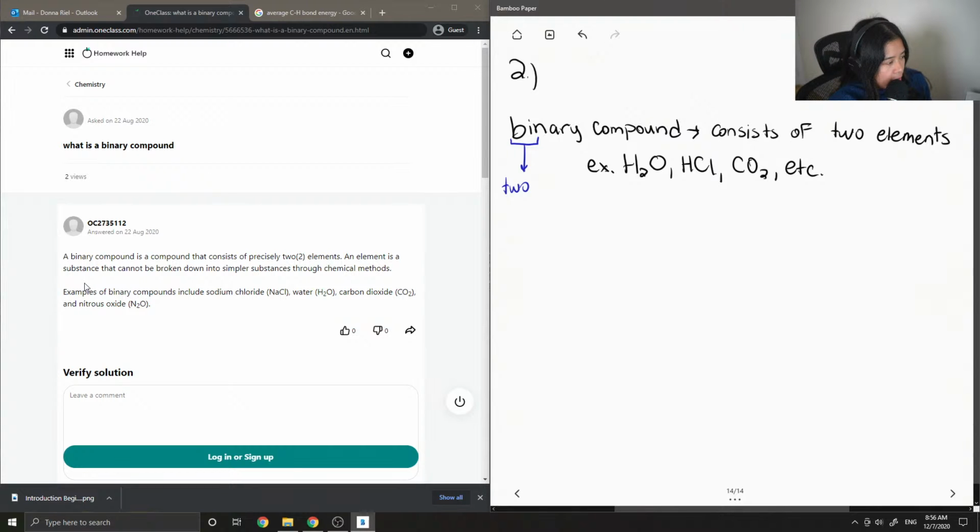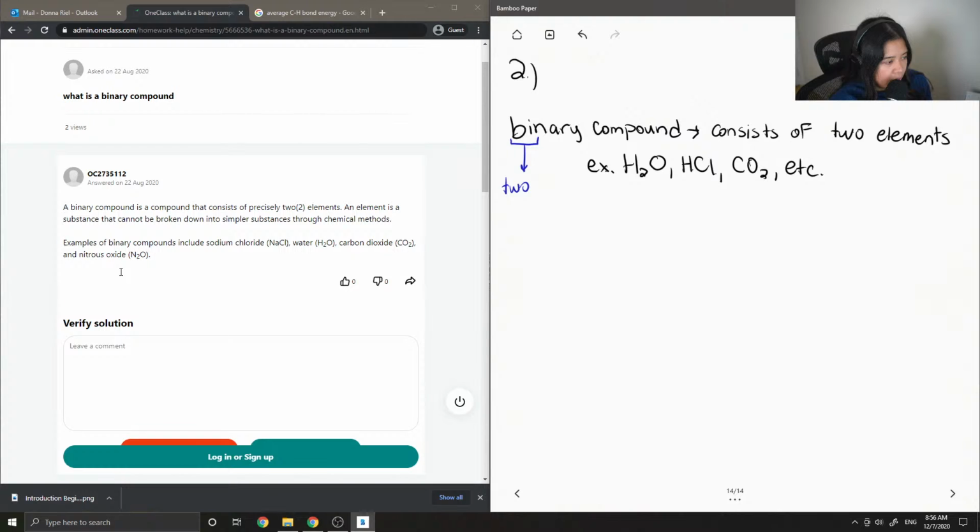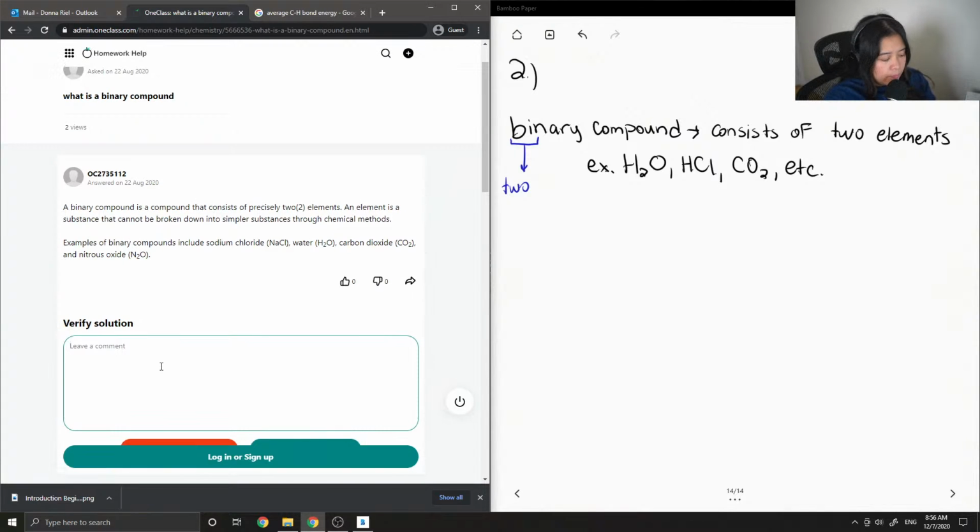Okay, so the junior tutor said, a binary compound is a compound that consists of precisely 2 elements. An element is a substance that cannot be broken down into simpler substances through chemical methods. Examples of binary compounds include sodium chloride, NaCl, water, H2O, carbon dioxide, CO2, and nitrous oxide, N2O. Yep, so this solution is correct.